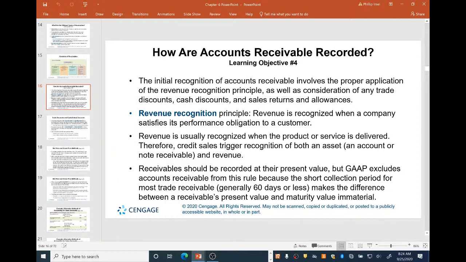Receivables should be recorded at their present value, but GAAP excludes accounts receivable from this rule because of the short-term collection period. Usually, like it says here, generally 60 days or less. A lot of times it's 90 days or less too, but it's usually you want it within those 60 days. You want it quicker than that, really. You want it within 30, but the 60 to 90 is really what the aging report shows.